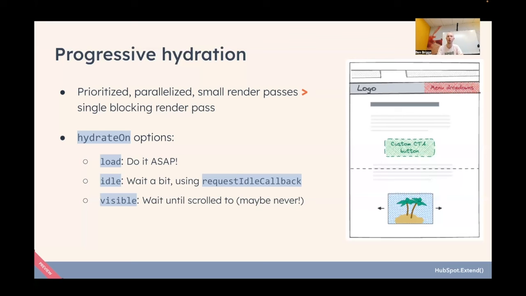So if I never scrolled this example page down, we might never need to load the JavaScript to operate the image gallery. So that can be a potential big cost saving for performance of your page. And so if we were to color code all these options here, we would use load for the menu dropdowns being most important, then idle maybe for the CTA button, and visible for the image gallery.